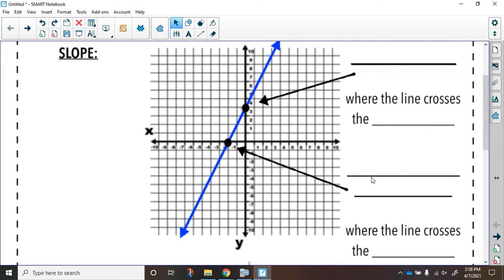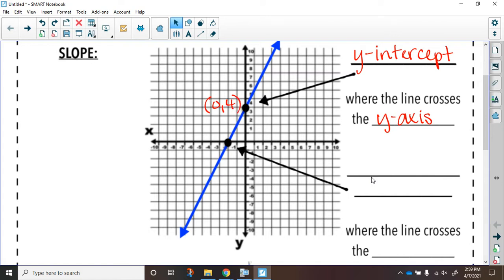The first one that we're going to look at is the y-intercept, and this is where the line crosses the y-axis. For the most part, it is an easy point to see on our graphs. For this particular graph, our y-intercept is at (0, 4).